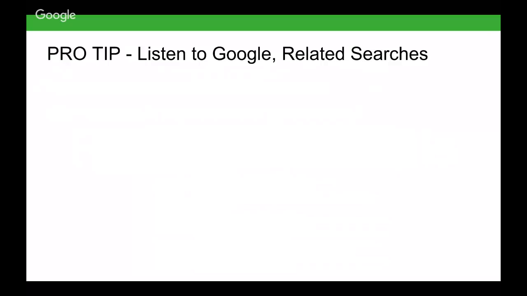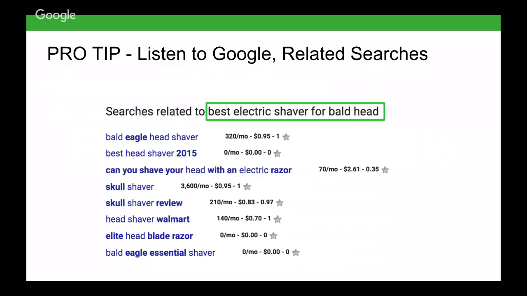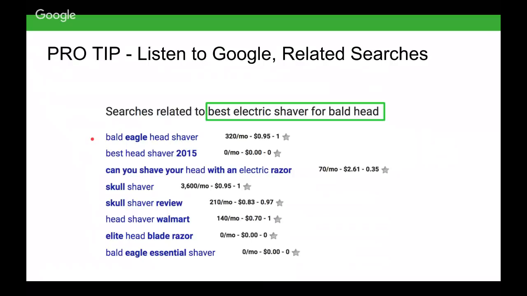So a couple of what I'm calling pro tips here is listen to Google. Google is giving you some good information along the way. So related searches are perfect to look for these. So we see here, this is a related searches to the best electric shaver for a bald head. And we have a handful here. Google is literally telling us people are searching for these.